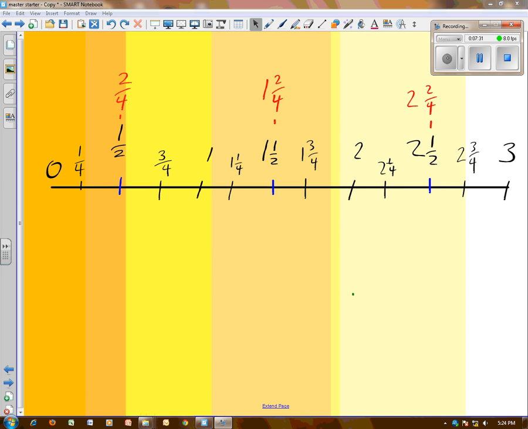Okay, guys, that was fractions on the number line from 0 to 3, and we've looked at quarters and halves and where they fit in between 0 and 3. Take a good look at it, memorize it, because I can guarantee you will be assessed on it.